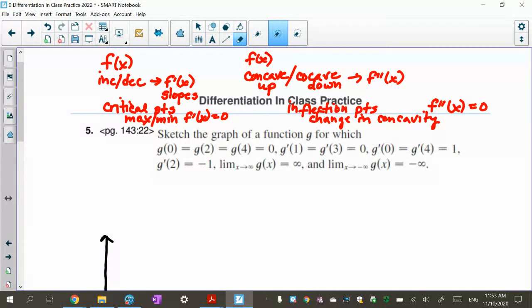All right. So the first thing I'm going to look at is when they ask me to sketch a graph. So I'm going to do this in purple here. So I'm going to sketch a graph for this function g. And the first thing I do is I look at everything and I try to figure out the clues.